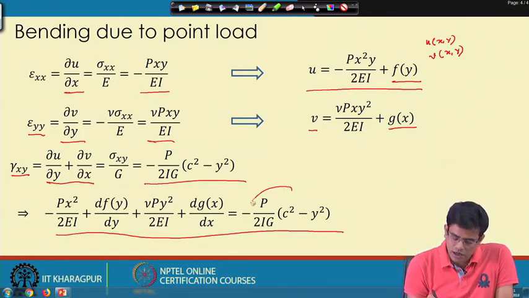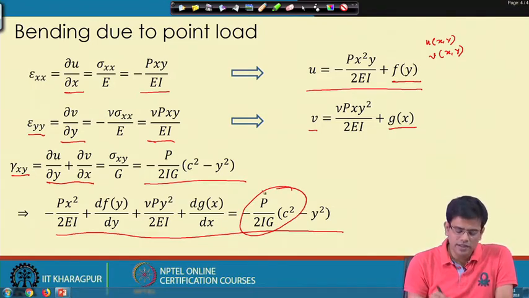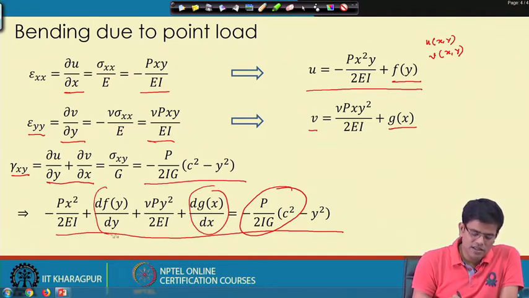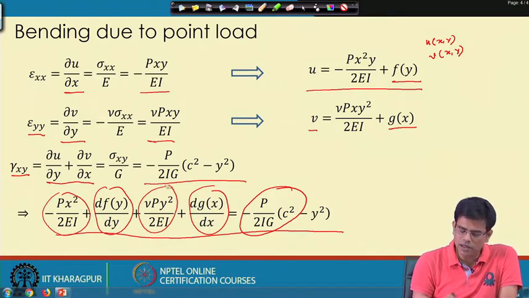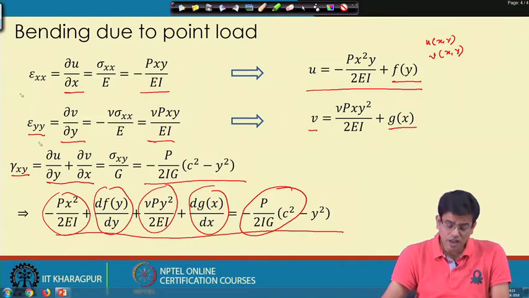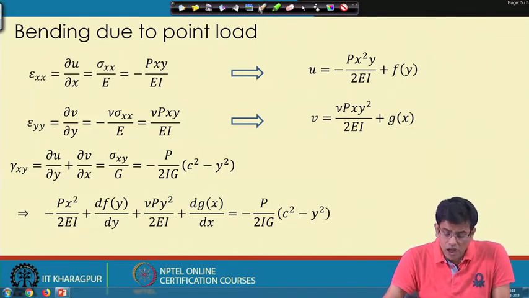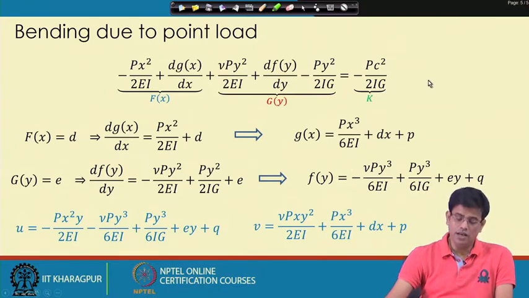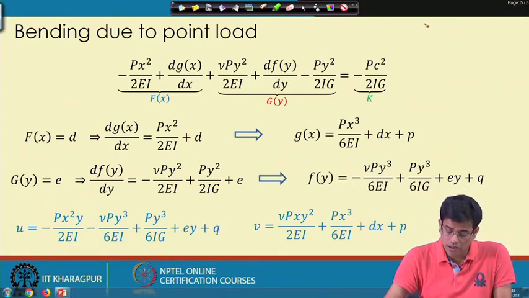For instance, this term is a constant term, and this term is essentially purely an x dependent term, and this is a y dependent term. This is also an x dependent term, and this is a y dependent term. So now, if we write it in a proper way, let us see how these things are.